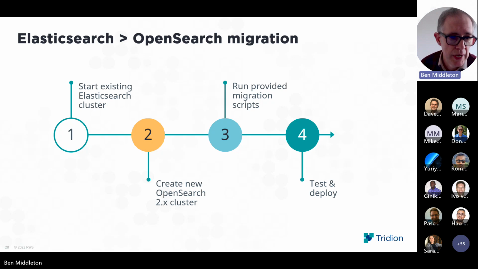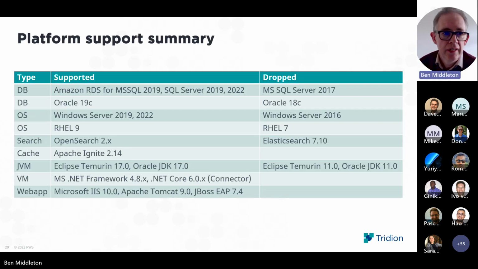Obviously, customers do need the bandwidth to create 2 search clusters. So if you have a large Elasticsearch cluster, they'll need enough space to have another cluster for the duration of the upgrade. And then finally, as I said, the platform support pieces themselves are broadly in line with the Tridion Docs platform support pieces here. So we've got support for some out of support platforms that are generally not supported by the vendors anymore. And we've moved forward to these later releases.